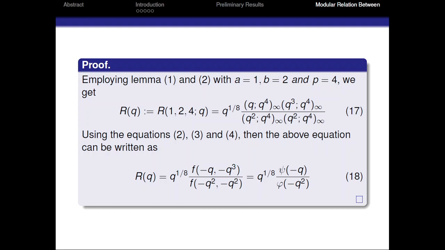Using equations 2, 3 and 4, the above equation can be written in the form of r of q is equal to q power 1 by 8 into f of minus q comma minus q cube divided by f of minus q square comma minus q square. Now that can be written in the form of q power 1 by 2 into psi of minus q divided by psi of minus q square.